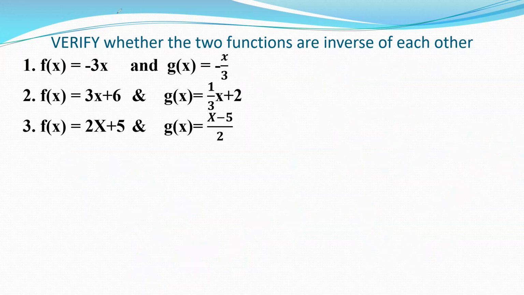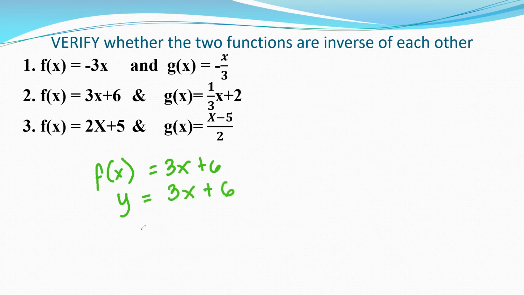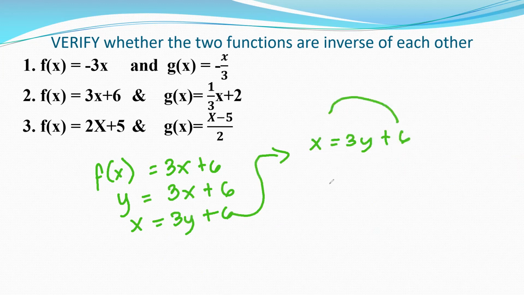Next, let's have number 2. So let's try to get the inverse of f of x and check if the inverse is 1/3 x plus 2. So this will become y equals 3x plus 6. This will become x equals 3y plus 6. And then we need to solve for y. So I'm just gonna rewrite the equation. So transpose positive 6 to the other side of the equation. This will become x minus 6 is equal to 3y.